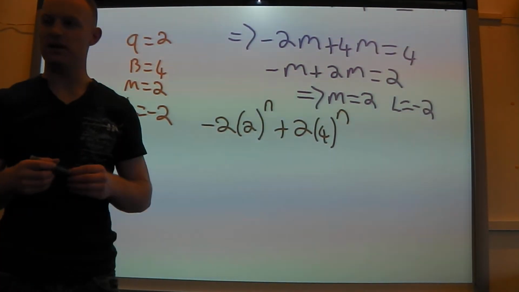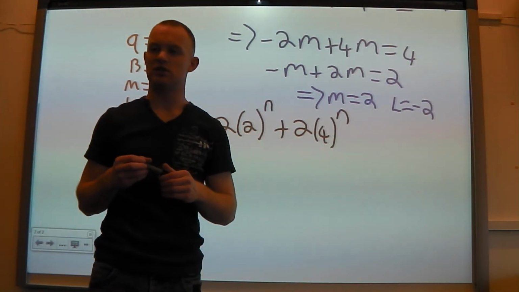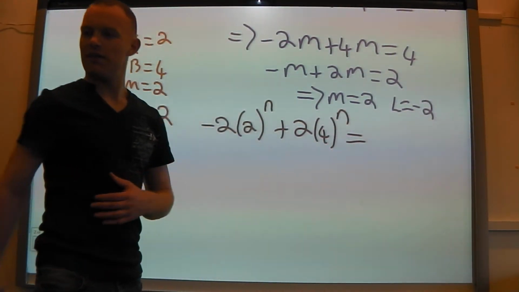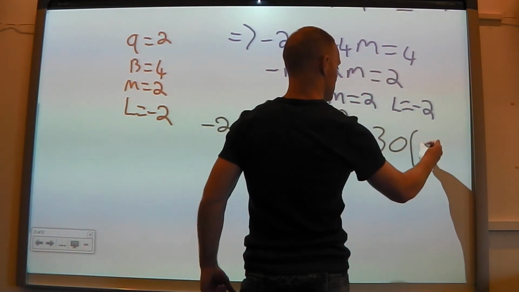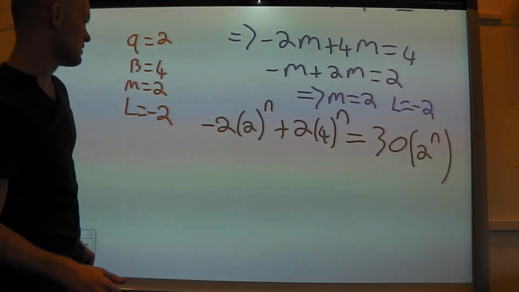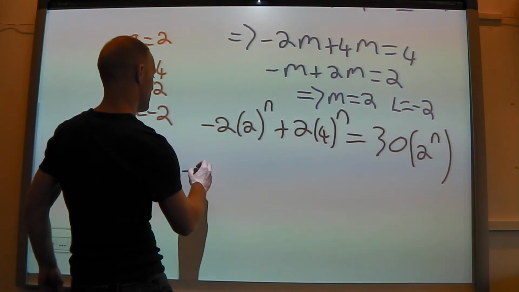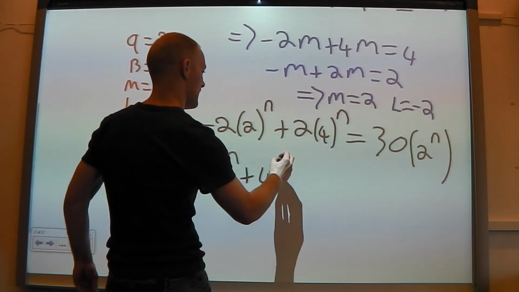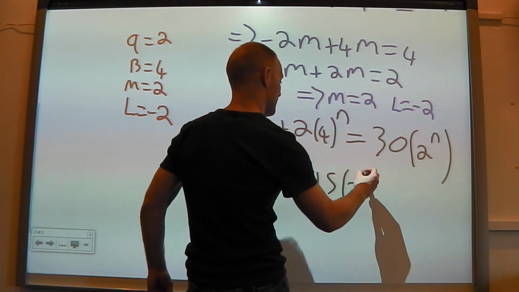So on to the next part then, you're asked for what value of n is un equal to 30 times 2 to the power of n. So we're going to let this equal 30 times 2 to the power of n. So what we can do here is divide across by 2 straight away. So that gives us negative 2 to the power of n plus 4 to the power of n is equal to 15 times 2 to the power of n.